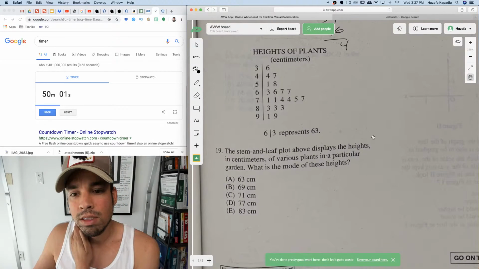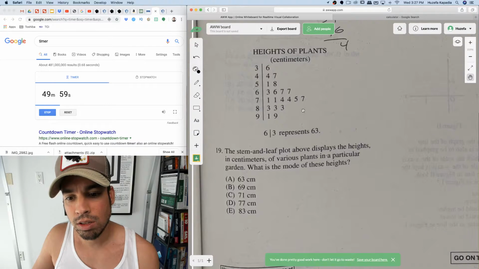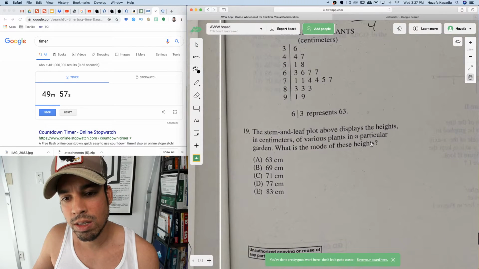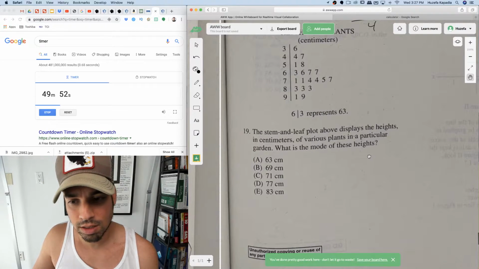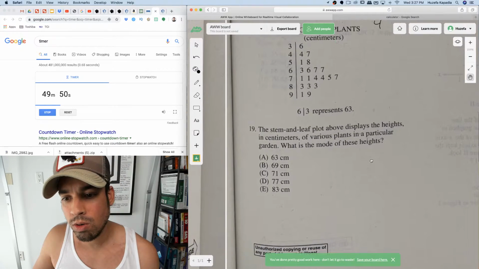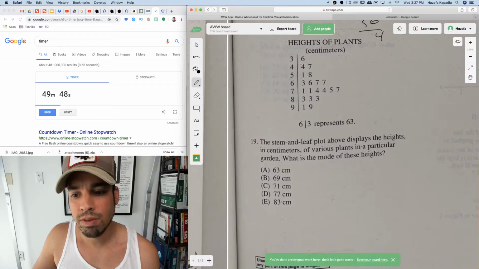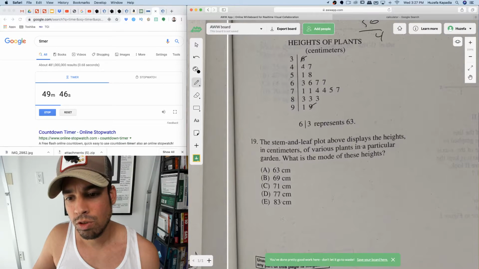All right, heights of plants. This is a stem and leaf plot where 3|6 represents 36. The stem and leaf plot above displays the heights in centimeters of various plants in a particular garden. What is the mode of these heights? So the mode is the middle value. So we go do.